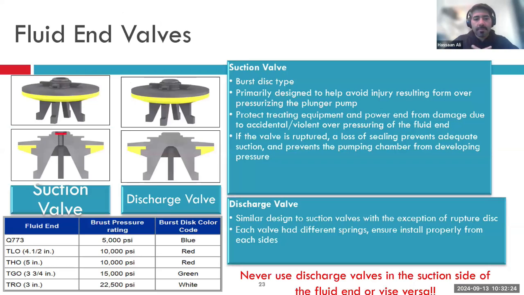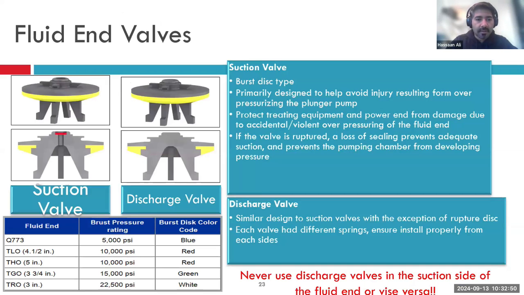We were talking about the pressure relief devices for these pumps. One of the safety features that is built right in is the suction valve. What you can see over here is a cross section of the suction valve and its discharge valve. The only thing that makes them different is a small red piece over here, which is what we call a rupture disc.